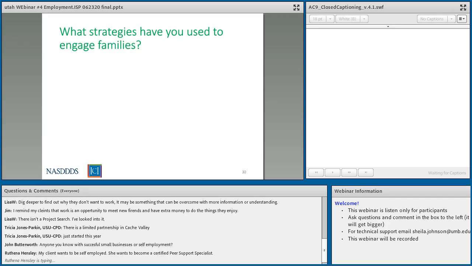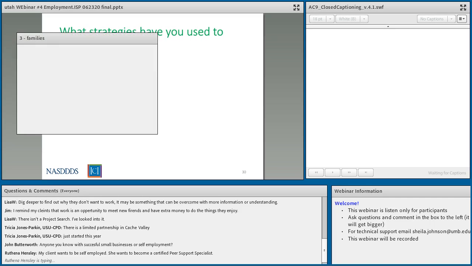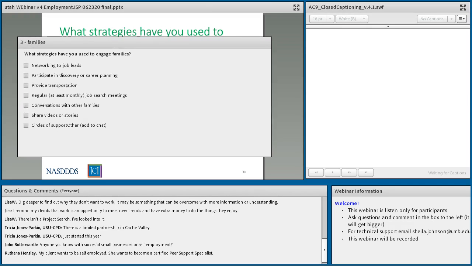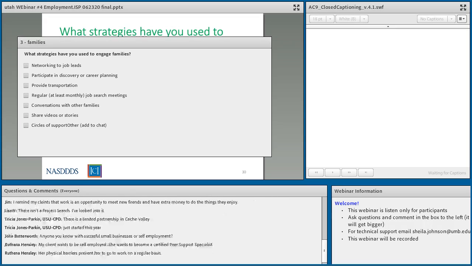About family engagement, and I'm going to just pull this up. We talked a lot in the last webinar about the importance of networking and family roles in this process. And I'm curious how families are being engaged in the employment process in your work. We've got networking to job leads, direct participation in discovery or career planning. Our parents are the people who know us, our brothers and sisters are probably the people who know us the best of anybody in the world. Conversations with other families, peer-to-peer outreach and networking can answer a lot of questions for a family, as well as help a family build a vision for what the future might be, sharing videos and stories.